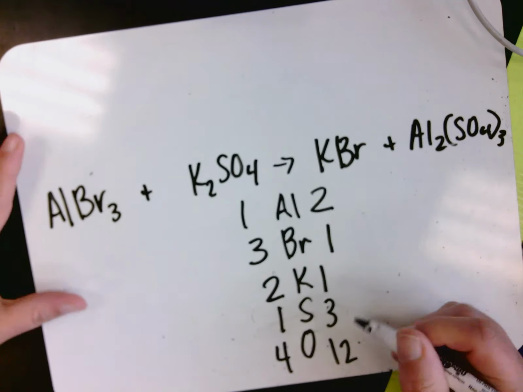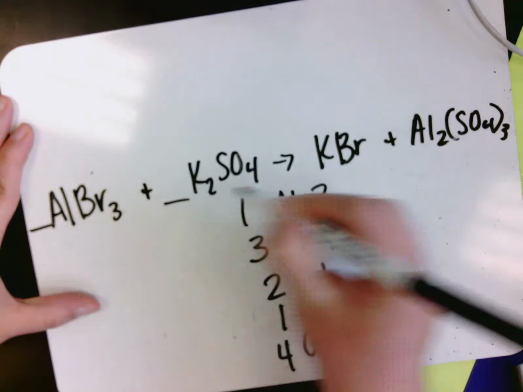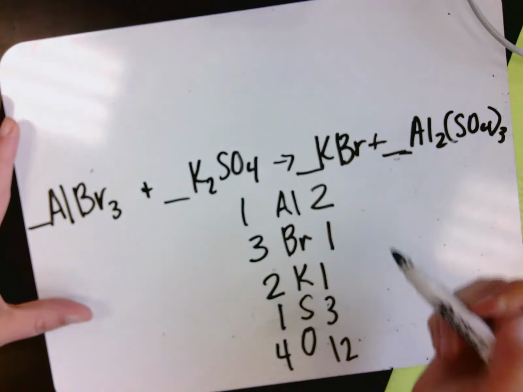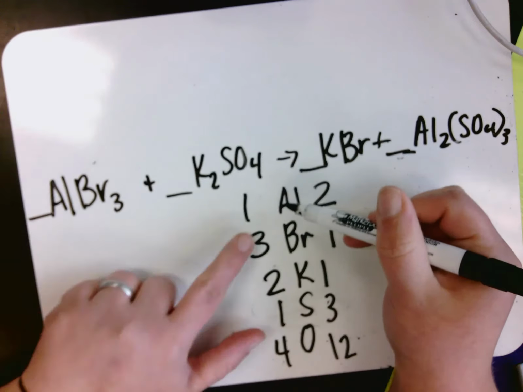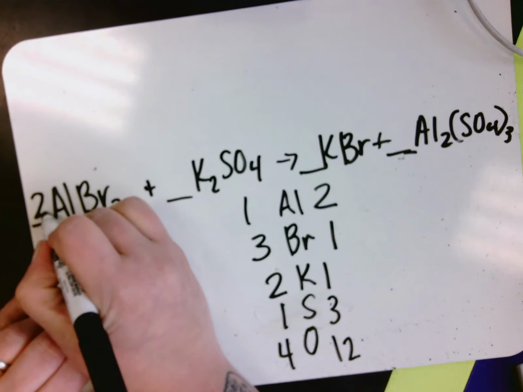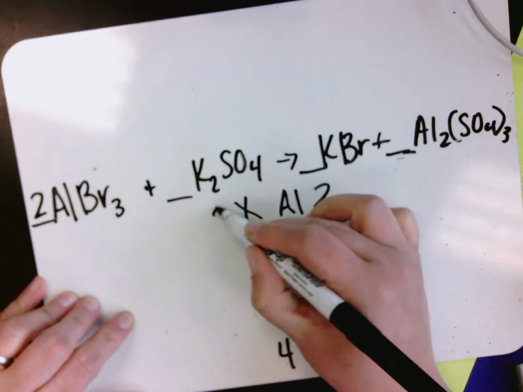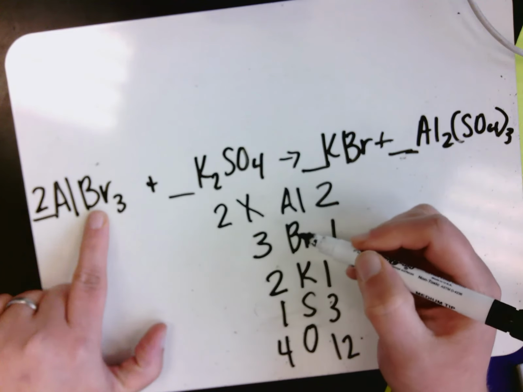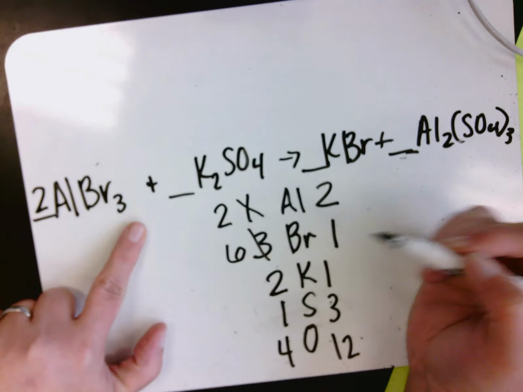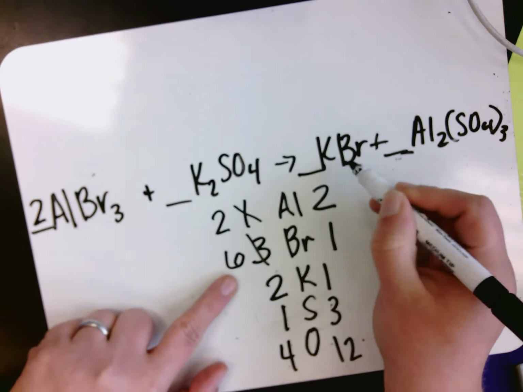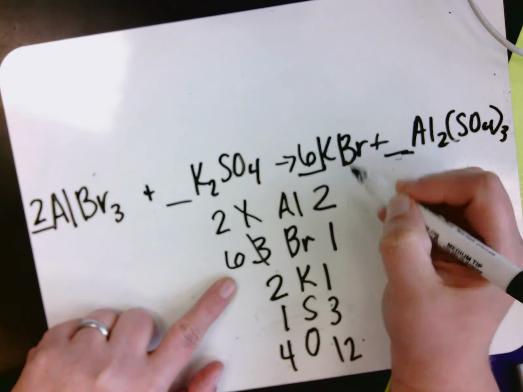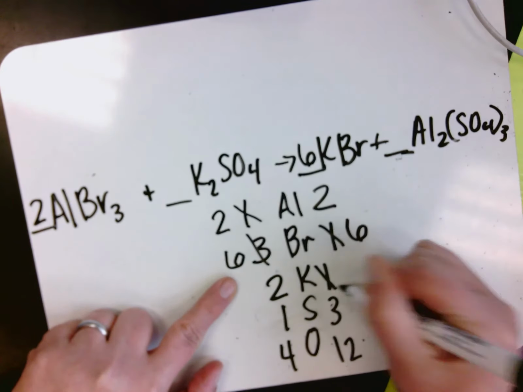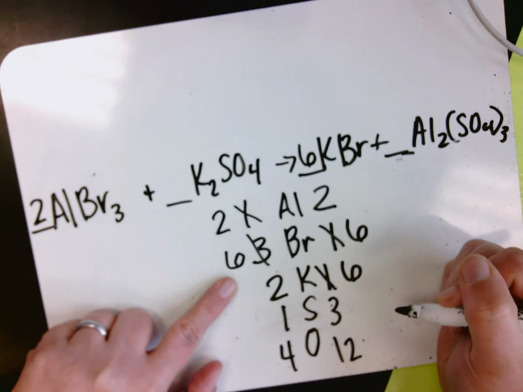So let's start balancing. I need a coefficient to balance these equations with. So if I want to have 2 aluminums on this side of the equation, that means I'm going to put a 2 in front of the aluminum containing compound, and that makes that have 2. That also changed my number of bromines from 3 to 6, so I need to change that. To balance that on this side of the equation, I'm going to put a 6 here as my coefficient, which is going to change this to 6, but it also changes my potassium to 6, okay?